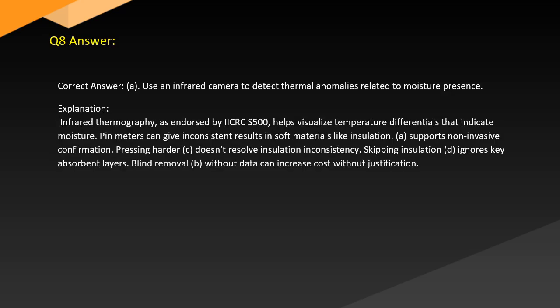Answer. Correct answer: A. Use an infrared camera to detect thermal anomalies related to moisture presence. Explanation. Infrared thermography, as endorsed by HVACR, helps visualize temperature differentials that indicate moisture. Pin meters can give inconsistent results in soft materials like insulation. A supports non-invasive confirmation. Pressing harder, C, doesn't resolve insulation inconsistency. Skipping insulation, D, ignores key absorbent layers. Blind removal, B, without data can increase cost without justification.